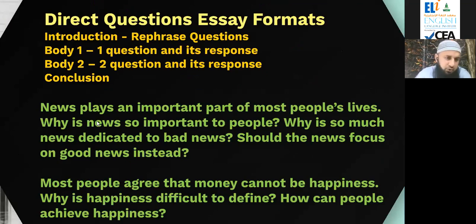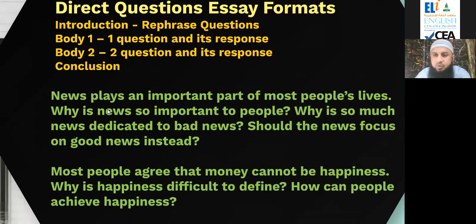For example, these two. News plays an important role, part of most people's lives. Why is news so important to people? Why is so much news dedicated to bad news? Should the news focus on good news instead? Just direct questions and finish.